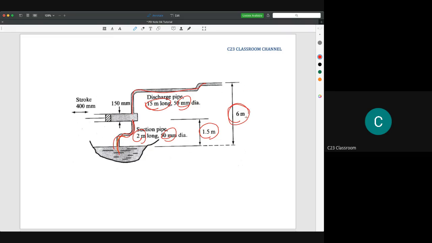And you should know that this height is actually the total manometric height, meaning the height from the input surface level to the output surface level. From this value, we need to calculate the delivery head, which is 4.5 meters from the center point to the final output level. Then we have the stroke of 400 millimeters and the bore diameter, meaning the size of the piston, is 150 millimeters.